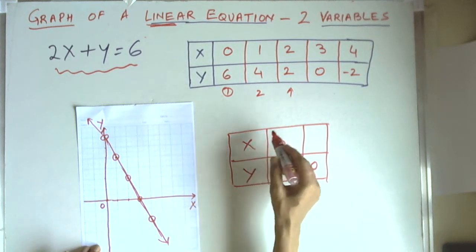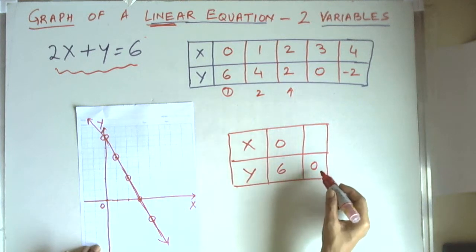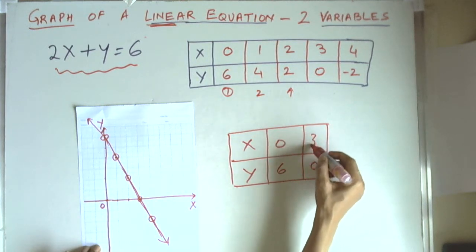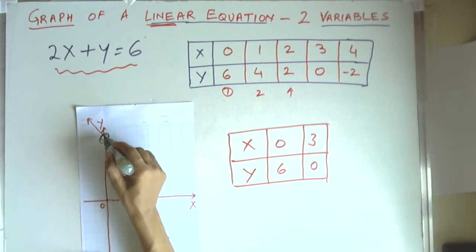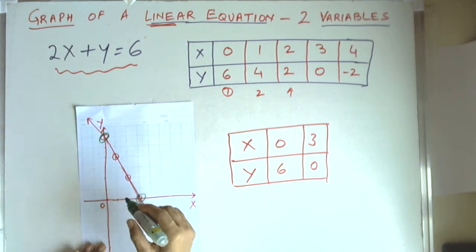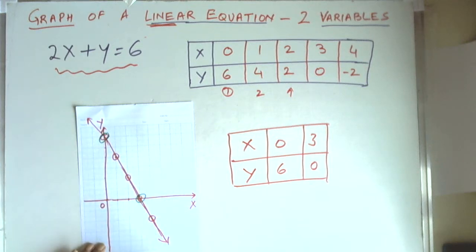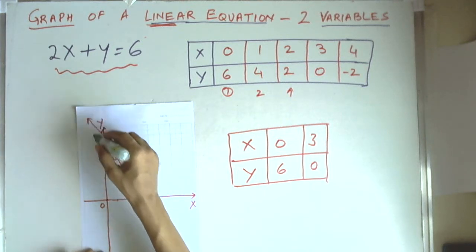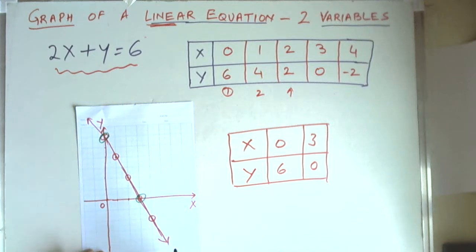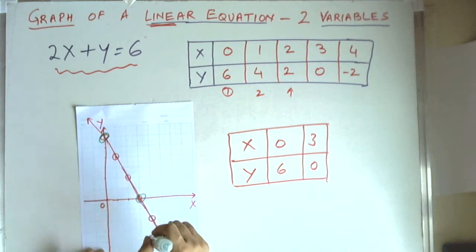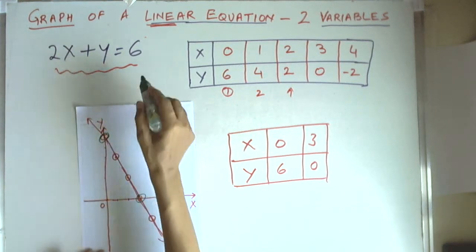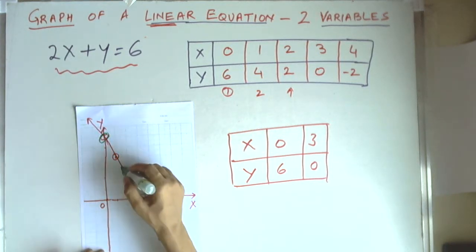In this particular case, when x is 0, y is 6, and when y is 0, x is 3. So these are the 2 points. By the shortcut method, this is 1 point and this is the second point. We just draw a line connecting these 2 points and we will get the same line. And all the points on this line are solutions of the linear equation 2x + y = 6.